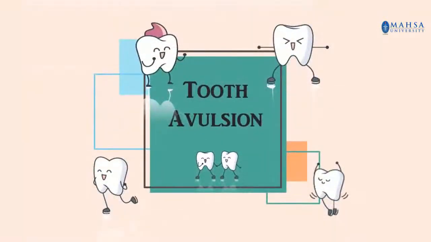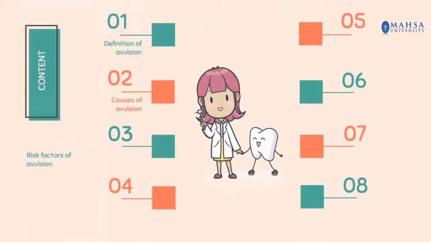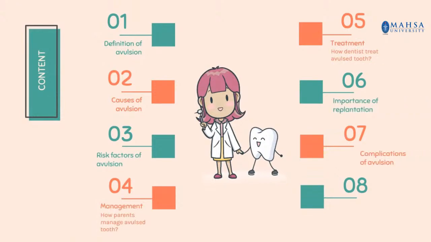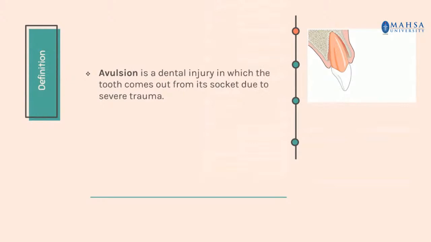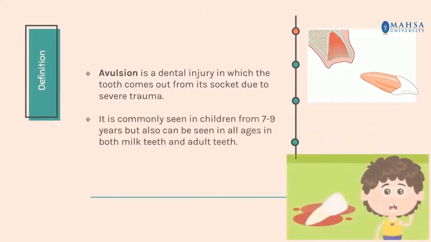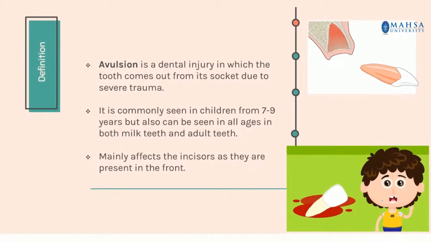Tooth avulsion. Avulsion is a dental injury in which the tooth comes out of its socket due to severe trauma. It is commonly seen in children from ages 7 to 9 years, but can also be seen in all ages, in both milk teeth and adult teeth. It mainly affects incisors as they are present in the front.